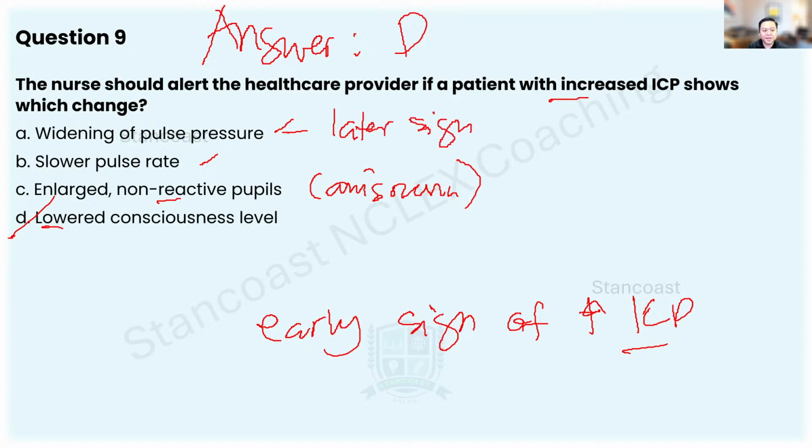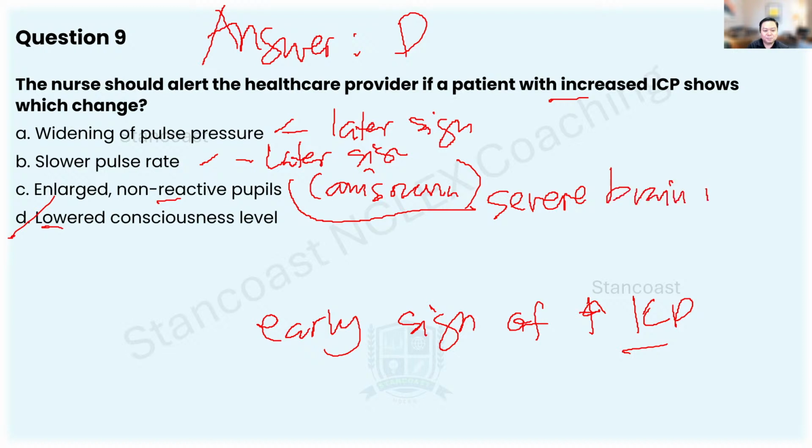All right. What about slow pulse rate? Another later sign. Remember about the Cushing triad? And letter C, enlarged non-reactive pupils. This is indicating that the patient already has severe brain injury. Non-reactive pupils, no longer anisocoria. Remember I mentioned anisocoria and unequal pupils, but here, non-reactive, both pupils. This is signifying severe brain injury and also herniation. This is pretty bad, guys.